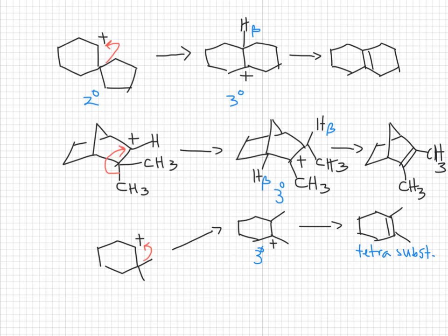In the third case, migration of a methyl group gives rise to a tertiary carbocation, which upon deprotonation gives rise to the tetrasubstituted alkene. The formation of the cyclopentane product can be rationalized by a ring contraction, which forms a tertiary carbocation and subsequently the tetrasubstituted alkene.